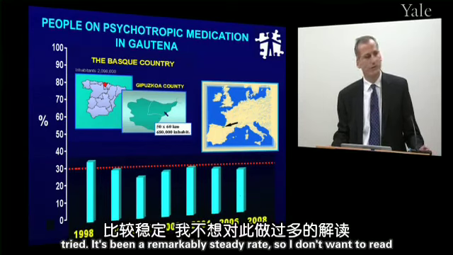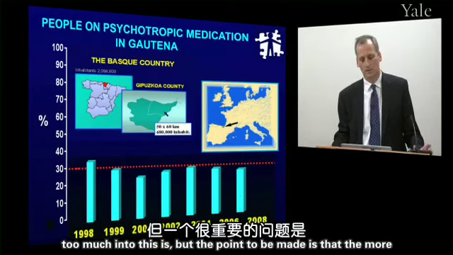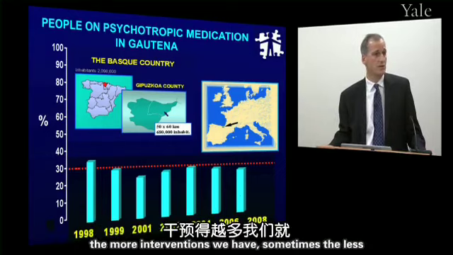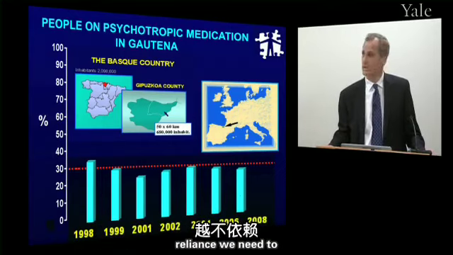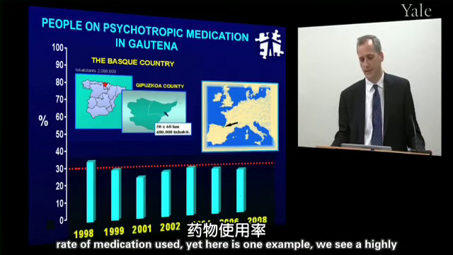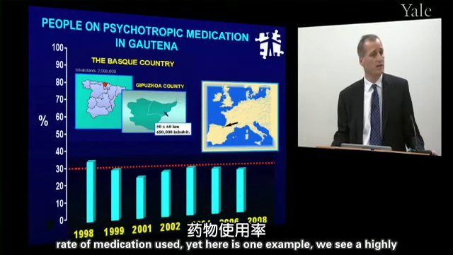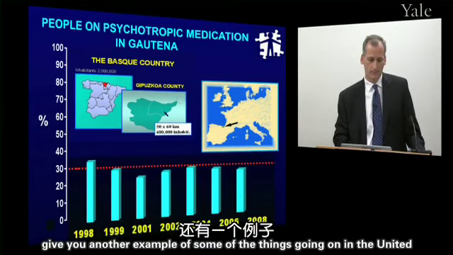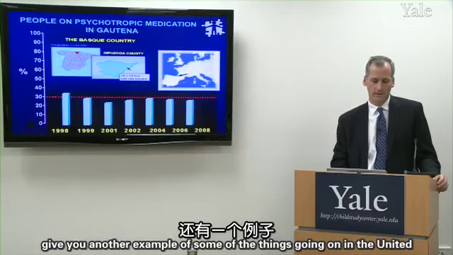So I don't want to read too much into this, but the point to be made is that the more systematic approaches that we have for approaching individuals with autism, the more interventions that we have, sometimes the less reliance that we need to have on medication. And we see across the United States a very disparate rate of medication use, and yet here, in this one example, we see a highly consistent rate over time. Let me go back to the United States and give you another example of some of the things going on in the United States.